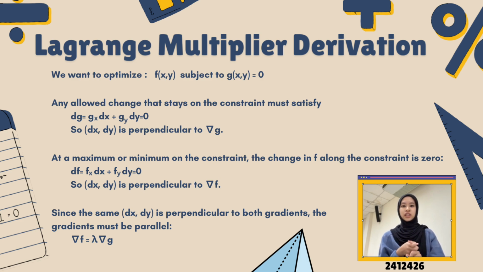And then the second condition is the extremum condition. At the maximum or minimum on the constraint, the change in f along the constraint is 0. So df equal to f_x dx plus f_y dy equal to 0, and we can say that (dx, dy) is perpendicular to the gradient of f. Since the same (dx, dy) is now perpendicular to both gradients, the gradients must be parallel, and we can see that gradient f equal to lambda gradient g.